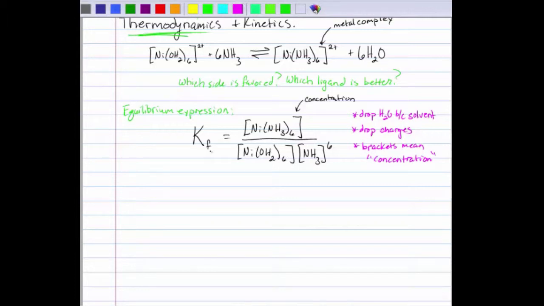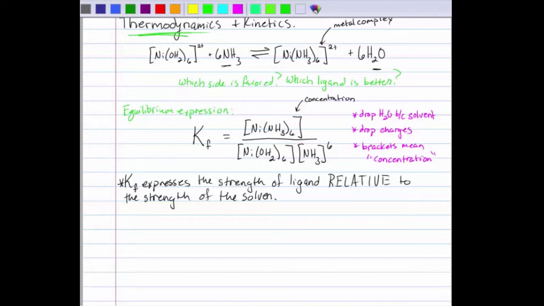This formation constant expresses the relative strength of the two ligands in this case. So it tells you the relative strength of the NH3 ligand versus the water ligand. And in this case, it tells you the relative strength of ammonia in the presence of a solvent. So this is an important point to understand. Most of these formation constants that we can find in the literature are relative to the strength of the solvent.